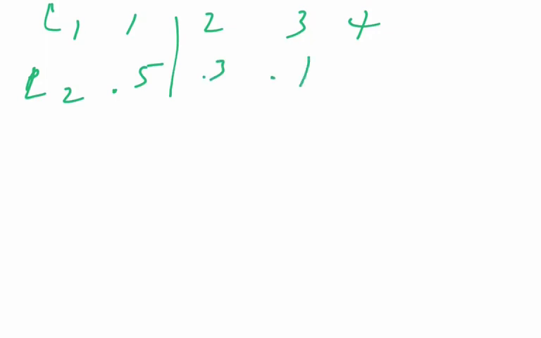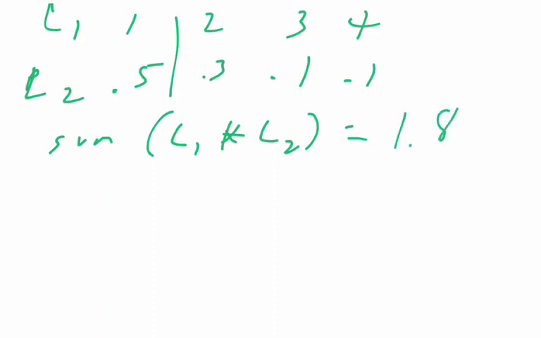Alright, since we're looking for the mean and the standard deviation, in L1 I'm going to put 1, 2, 3, and 4. And in L2 I'm going to put the probabilities of 0.5, 0.3, 0.1, and 0.1. And then I'm going to do the sum of L1 times L2, and that will give me the answer for part A. So go ahead and do that. And that turned out to be 1.8.